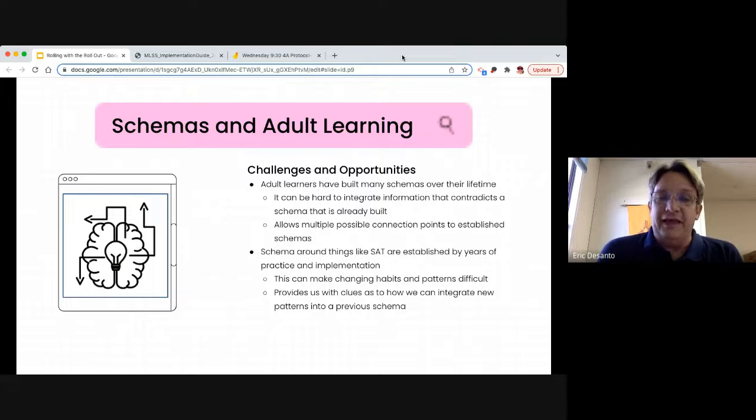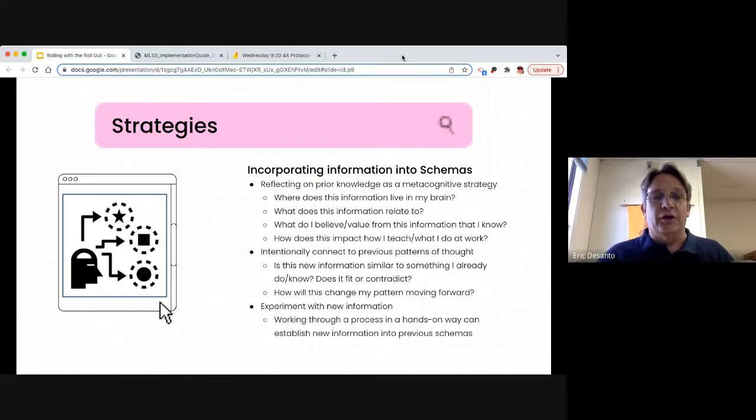When we look at something like the SAT process, which is going to be our model for this today, we have had so many PD sessions on how to go through the SAT process, forms that we filled out for individual students about the SAT process, years of experience with it, that our schema are so deeply entrenched, we're going to have to work very directly to change those when we get to the new system, which is called MLSS, that is being rolled out right now. There are some very specific things that we can do to mold our schema to fit the new information instead of trying to mold the new information to fit our schema.